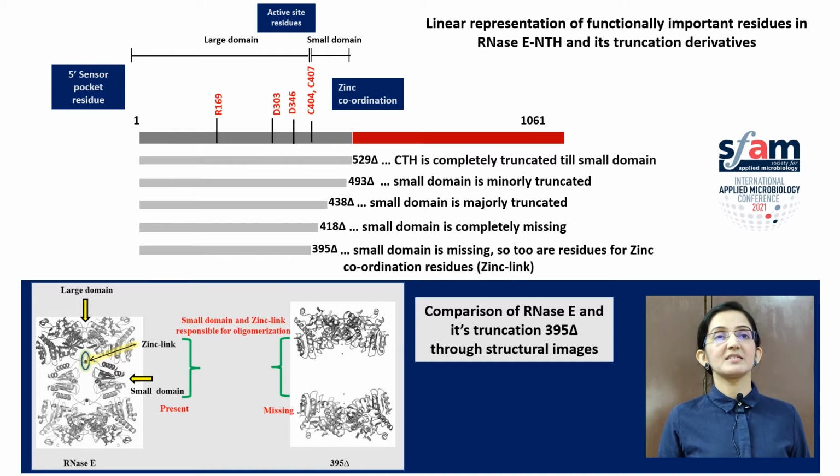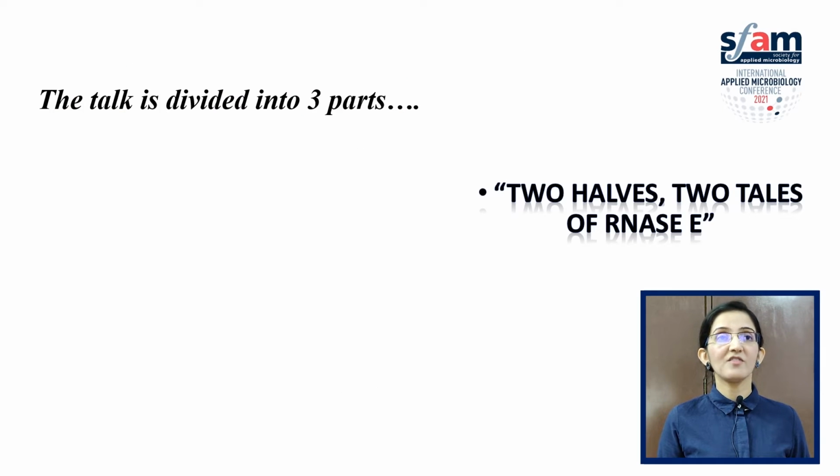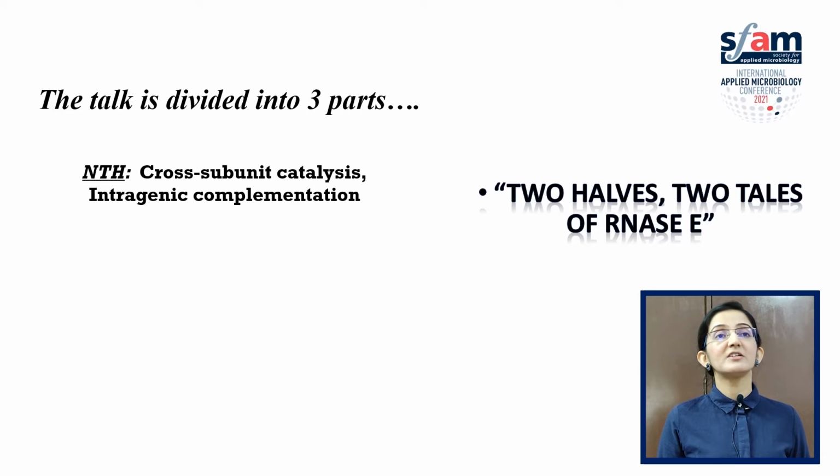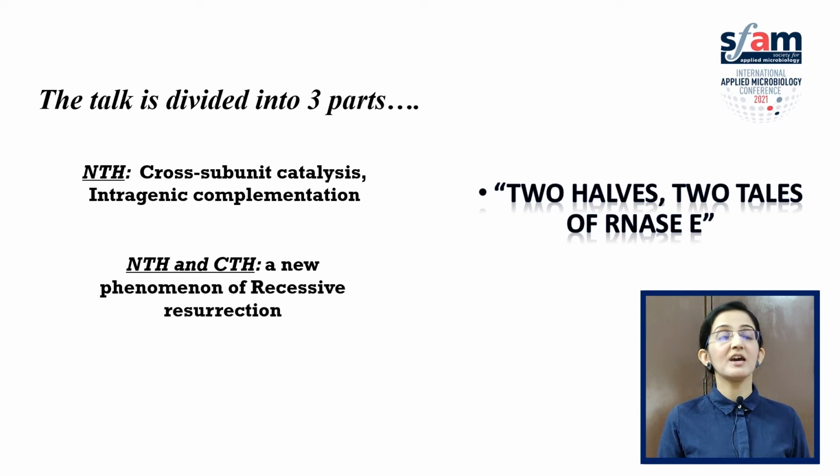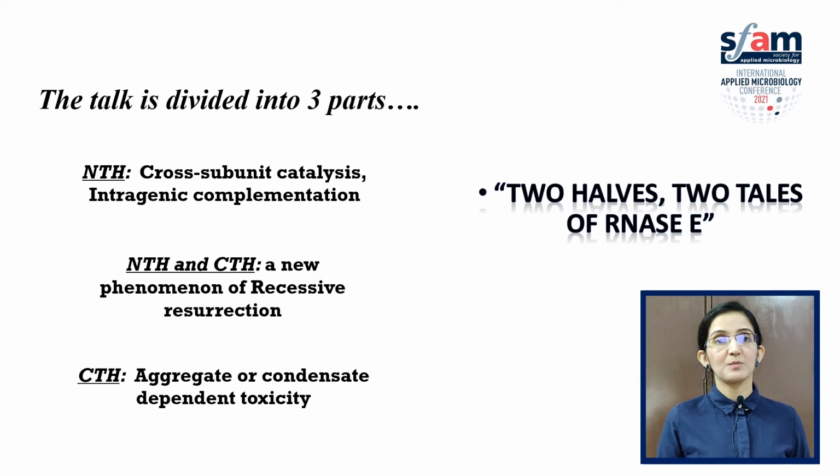All these residues are present in the N-terminal half and are retained in all the truncations, such as 529, 493, 438, 418, and 395 delta, where there is complete absence of the small domain along with the zinc link that contributes to oligomerization. With this background, I am going to start my talk, Two Halves, Two Tails of RNase Z. In the first part, I will talk about cross-subunit catalysis and intragenic complementation. Then I will discuss a new phenomenon labeled as recessive resurrection, and lastly, aggregate or condensate dependent toxicity.